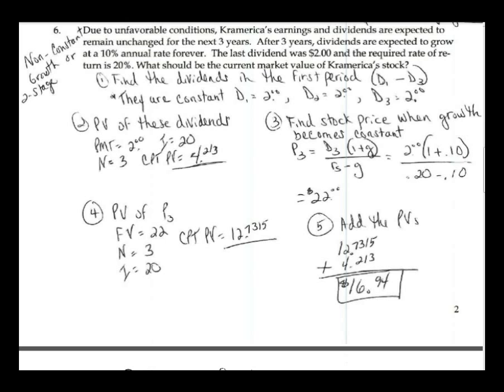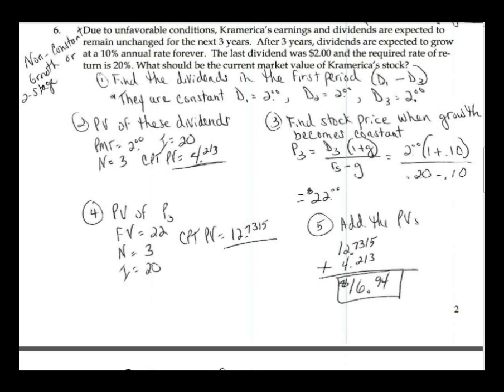Problem number 6 says, due to unfavorable conditions, Cramerica's earnings and dividends are expected to remain unchanged for the next 3 years. After 3 years, dividends are expected to grow at a 10% annual rate forever. The last dividend paid was $2, so that's D sub 0. The required rate of return is 20%, that's your R sub S. And your question is, what should be the current market value of Cramerica stock, or what is the intrinsic value?